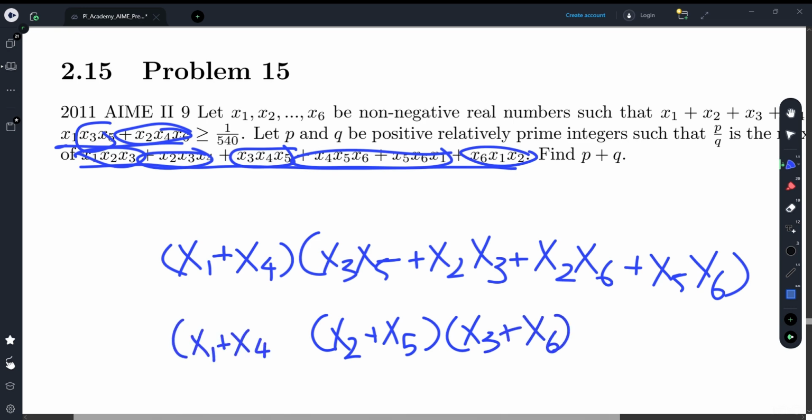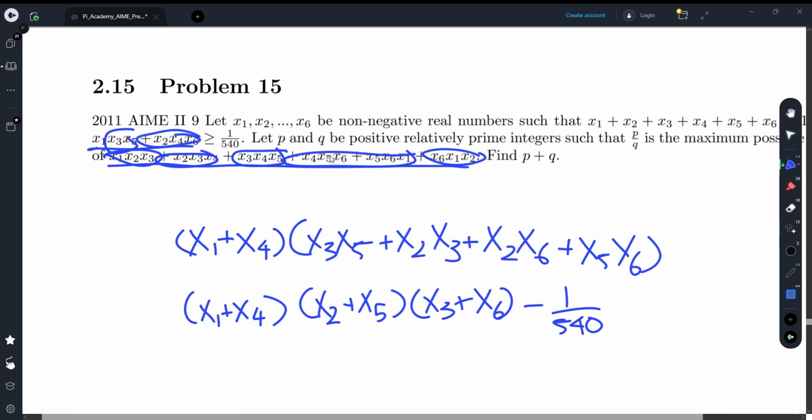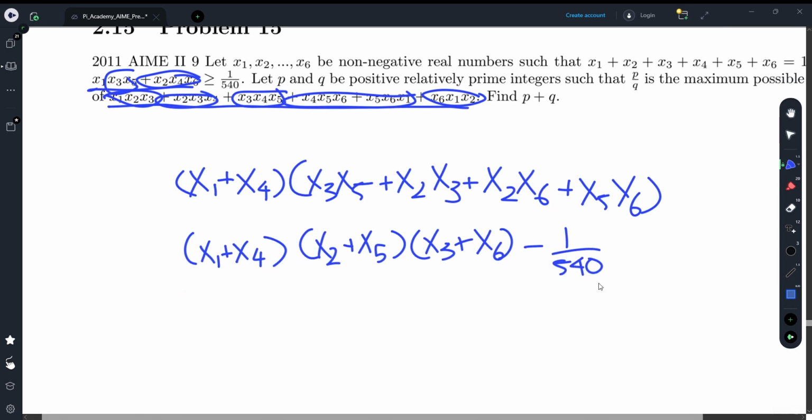But to make sure it's still our original sum, we subtract 1 over 540. So this is our original sum. And we might ask, why do we subtract 1 over 540? We want the maximum, so we want to subtract as little as possible. If we have 5 apples and we want to maximize it, we don't want to subtract anything. So we subtract the minimum, which is 1 over 540.